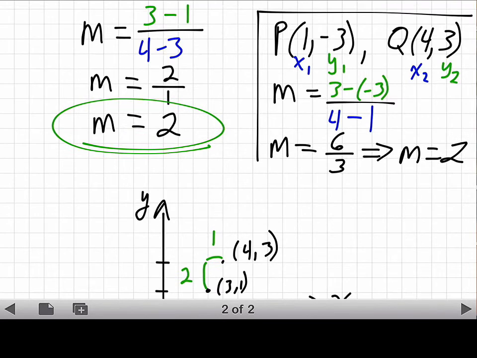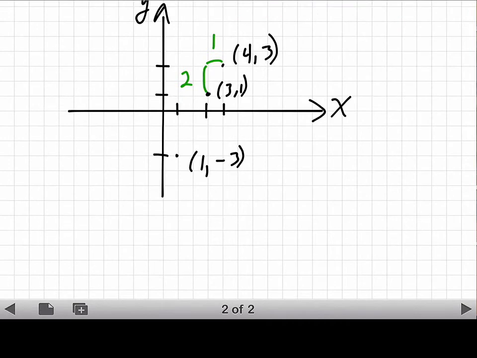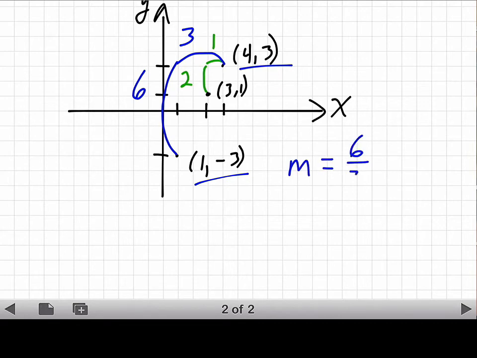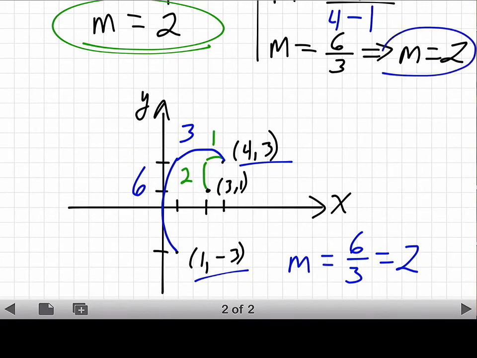Now let's consider the other pair, (1, -3) and (4, 3). I've plotted (1, -3), and we also have (4, 3), and the rise between these two is 6. The run between these two is 3, and so the slope, being the ratio of rise to run, 6 over 3, is also 2, as we got before.